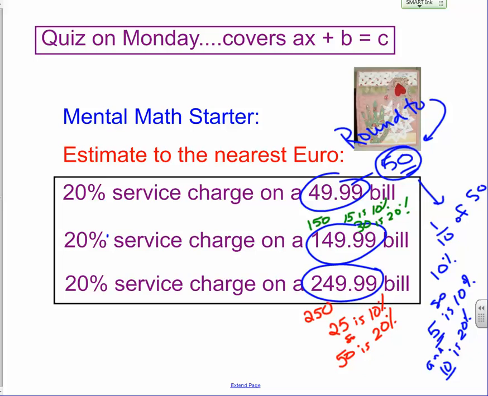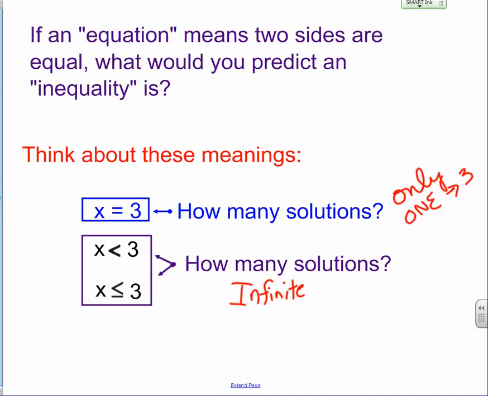The same thing with a 249.99 bill. Think of that as 250. 10% is 25, so 20% is 50. So quick and easy way to do some mental math estimating. So the change today is literally going from equations to inequalities.